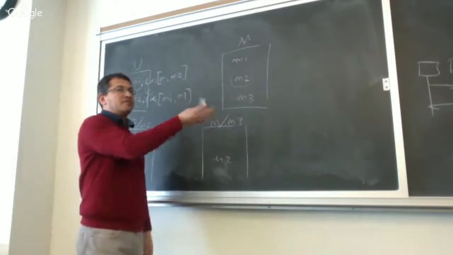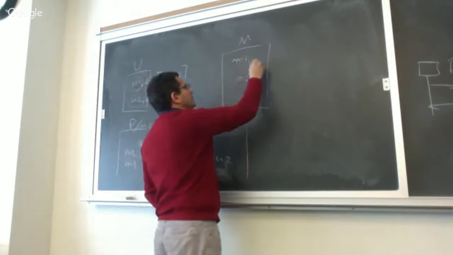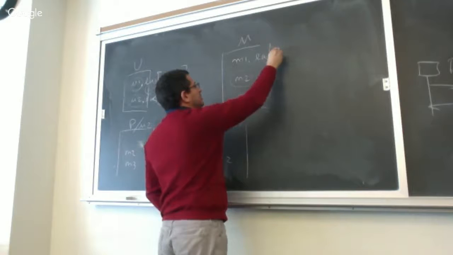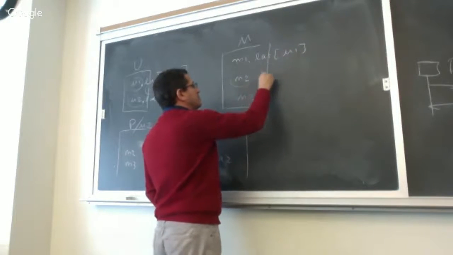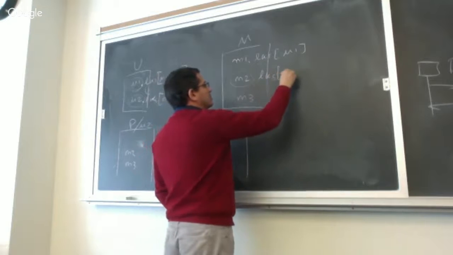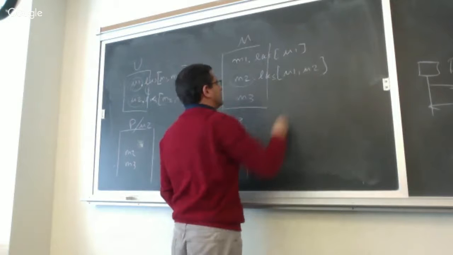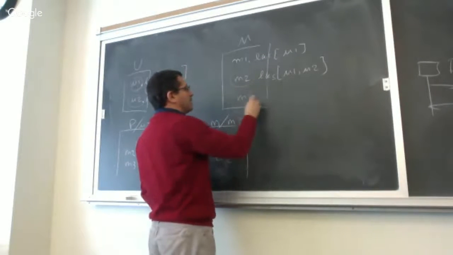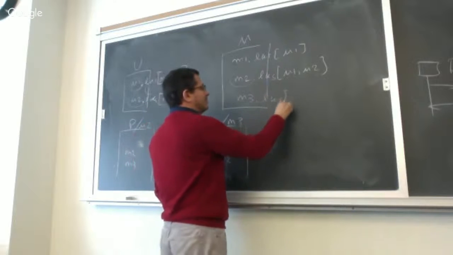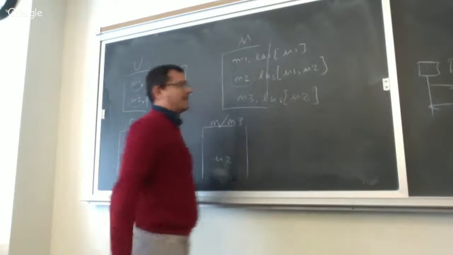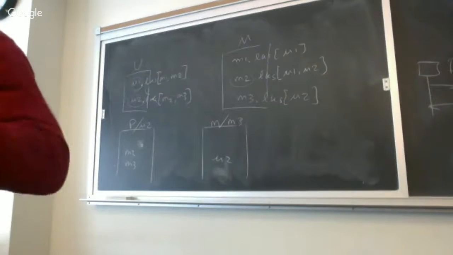From the movie's point of view, I can do the same thing. I can say that movie 1 has likes. Who likes movie 1? Just user 1 likes movie 1. And who likes movie 2? User 1 and user 2. And movie 3, nobody likes movie 3. Oh no, yes, user 2. See that? This is an alternative way of capturing the same information.